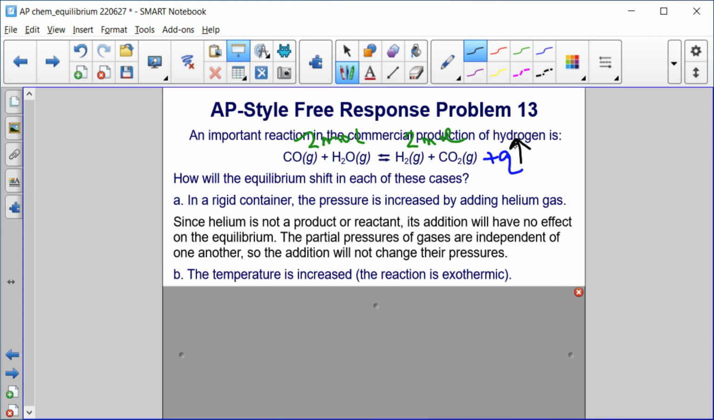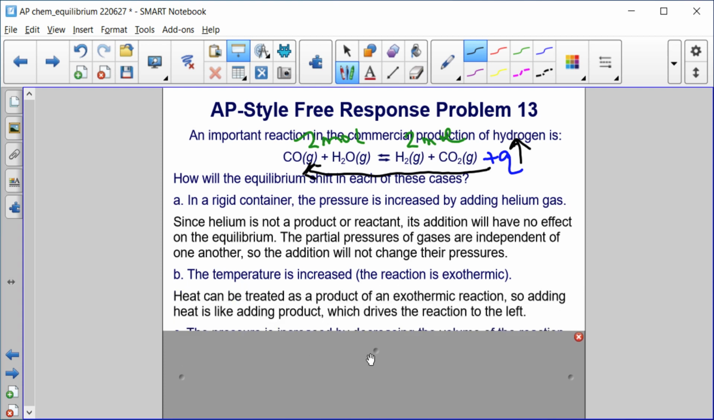If I increase the heat, if I increase one of my products, I need to undo or use up some of that increase. And I do that by consuming it to form reactants. So the equilibrium here will shift to the left. Heat can be treated as a product of an exothermic reaction. So adding heat is like adding a product, which drives the reaction to the left.